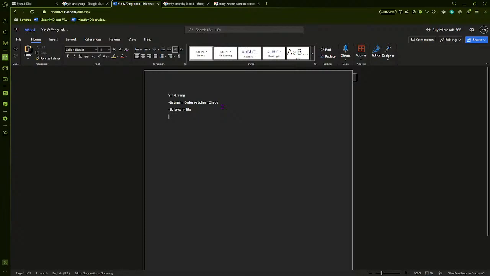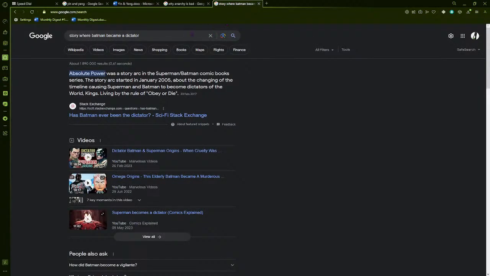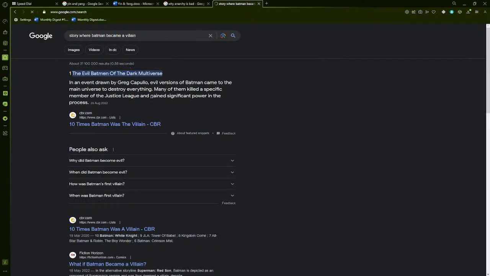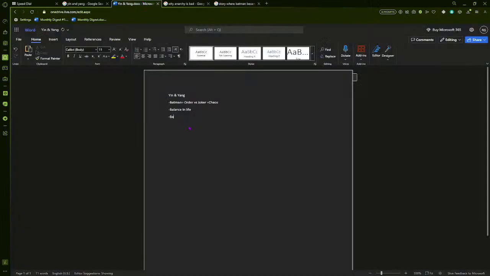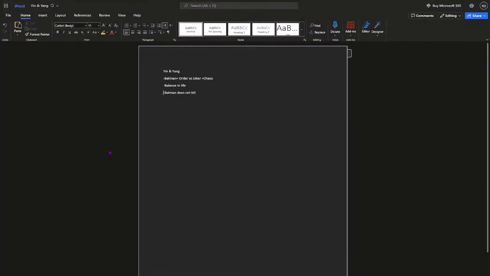The other thing of Batman is, in this case, the capacity for bad or the capacity for good. There's a lot of stories where he became a villain, and chances are that is when he decided, okay, this time he's gonna kill, and that plays perfectly into his Batman does not kill thing. Batman does not kill, and for good reason.